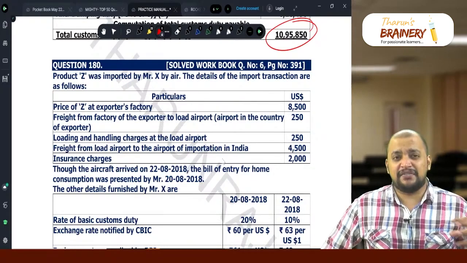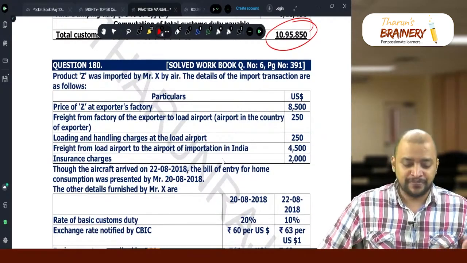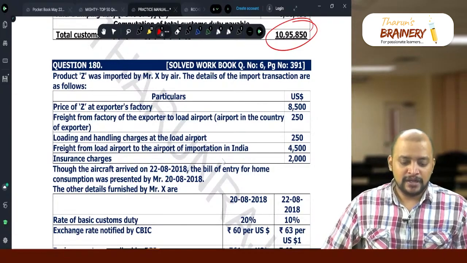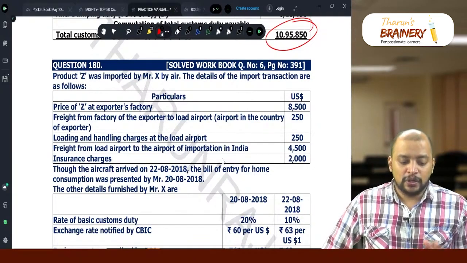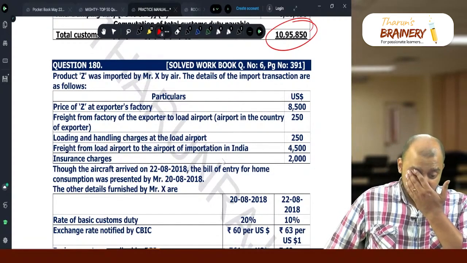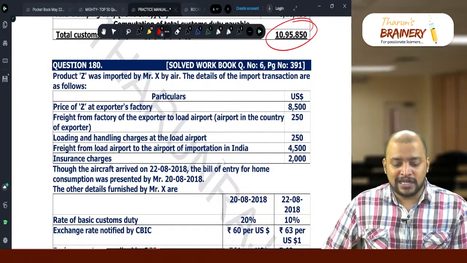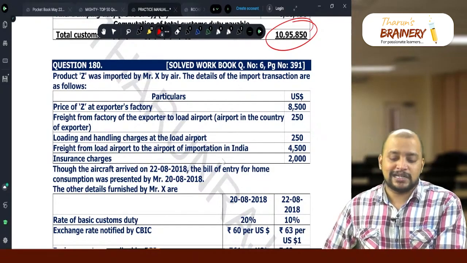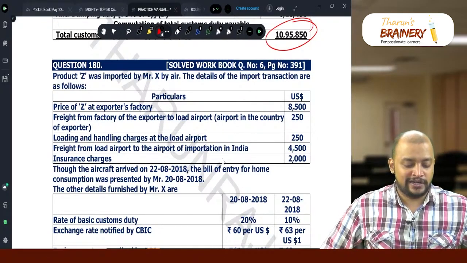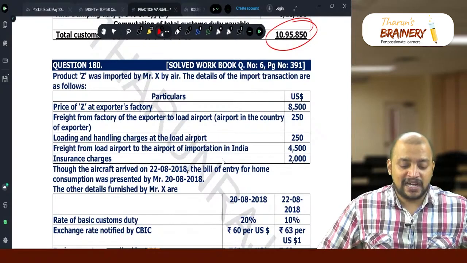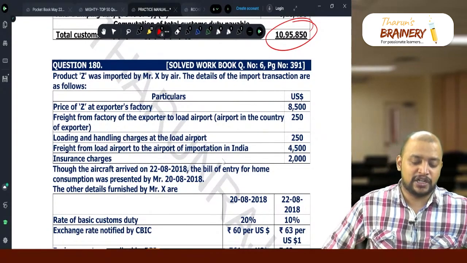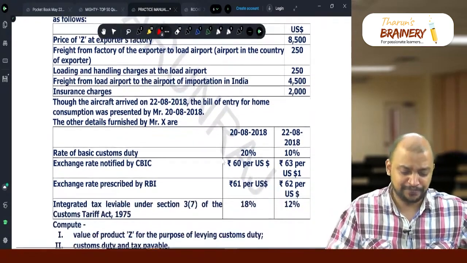This is a very important question. Freight from factory of the exporter to the load airport $250. Loading and handling charges at the load airport $250. Freight from load airport to the airport of importation in India $4,500. Insurance charges $2,000. Though the aircraft arrived on 22/8/2018, the bill of entry for home consumption was presented on 28/8/2018.